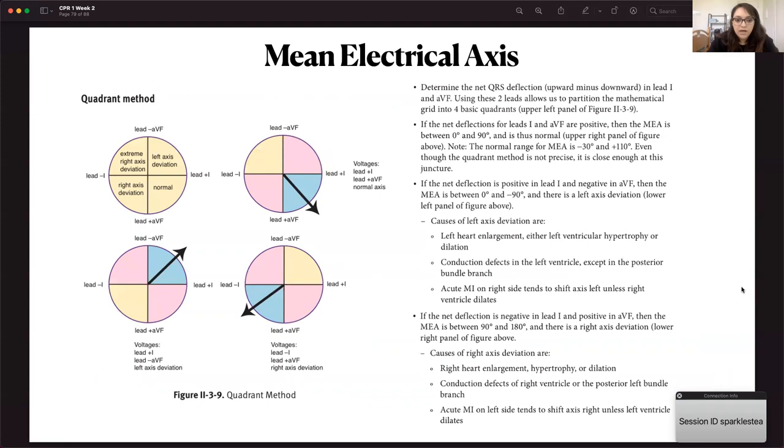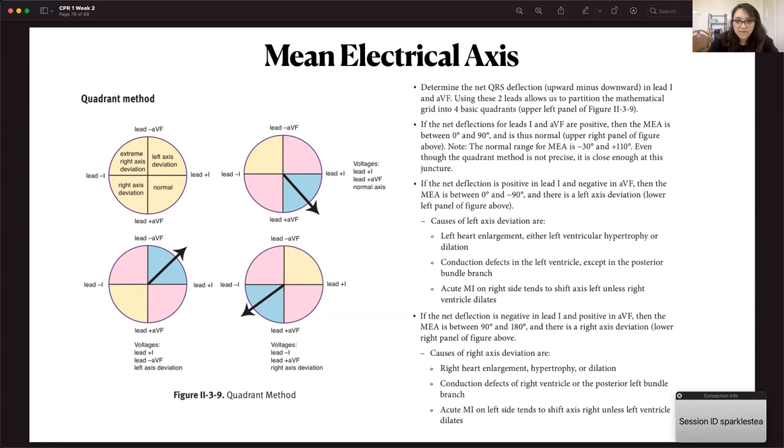The next slide. Okay, I'm not going to go through this because this takes forever, but if you read this, I found this in, I believe, one of the random textbooks that I have. This is a pretty good explanation of how to figure out which quadrant your mean electrical axis is going to land in. And by that, you should be able to figure out what type of pathology you're looking at. And I believe they should be listed also here. So if the net deflection is positive in lead one and negative in AVF, then the mean electrical axis is going to be between 0 and -90 degrees. 0 and -90, and that's because it's between your lead one and your AVF.